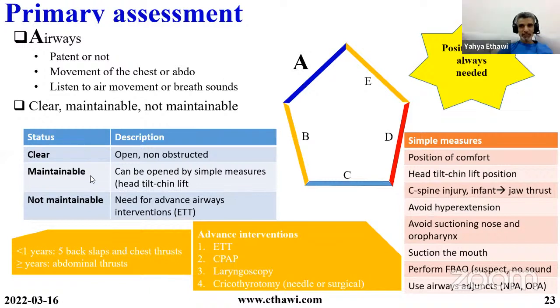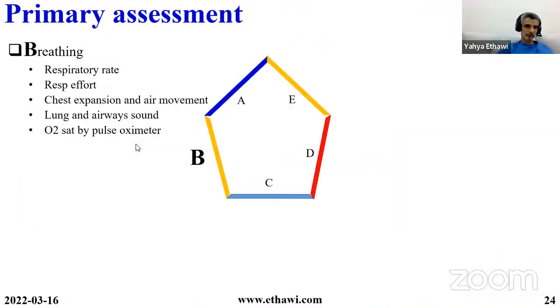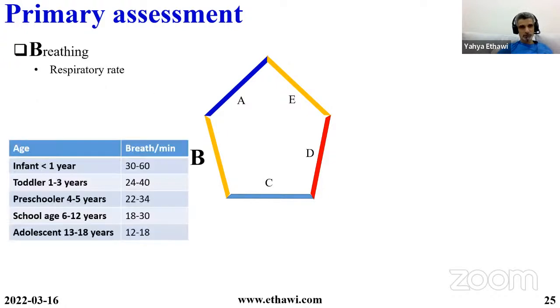whatever your intervention is, positioning is vital. Positioning the child or the baby is vital. So we finish with the primary assessment of airway. Now we will assess the B, or breathing. When we assess the breathing, we assess the rate, the effort, the expansion, the movement of the air, sound, and oxygen saturation by pulse oximetry. Again, rate, effort, expansion, movement of air, sound, and oxygen saturation.